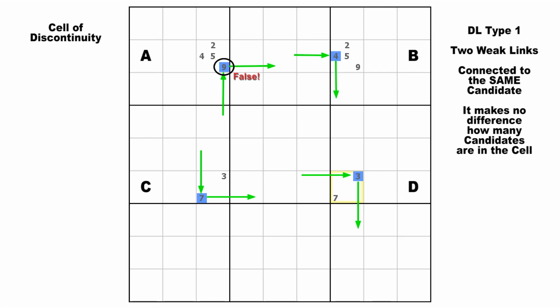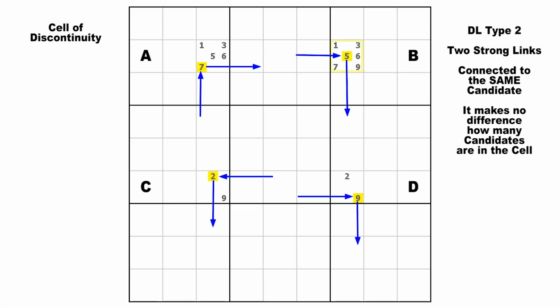And if the cell of discontinuity is a bi-value cell, like down here in examples C and D, you will be able to solve that cell with the other candidate because it will be the only one left. And as you might have already guessed, in a DL type 2, the cell of discontinuity is going to look like this. There will be 2 strong links connected to the same candidate, and again, it makes no difference how many candidates are in that cell as long as there are at least 2. The blue arrows denote strong links.